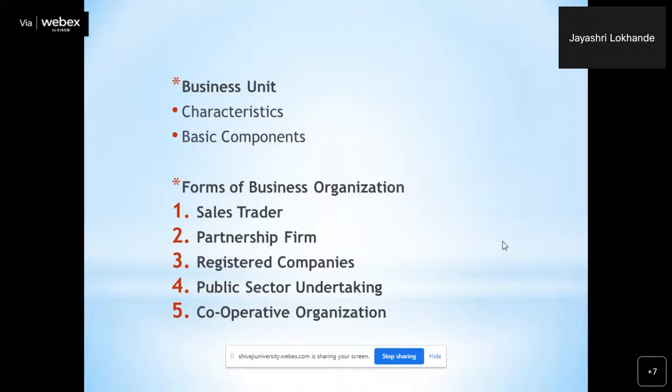There are various forms of business organizations, that is sole proprietorship, joint Hindu family business, partnership firm, registered companies, public sector undertaking, cooperative societies or organization, and joint stock company, etc. But in our syllabus only 5 forms are given, so we'll cover these in detail. First of all, what is a sales trader?